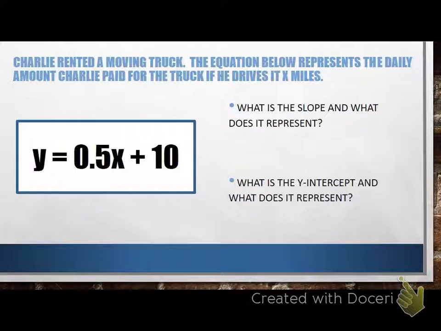All right? One more. Now you don't have a graph. You actually have the function. So go ahead and find the slope, find the y-intercept, try to come up with good words for what they represent. We're talking about Charlie renting a moving truck. And the equation represents the amount Charlie has to pay for the number of miles he drives. And so it's important to understand that x is the miles, y is going to be how much Charlie paid. All right? All right, try it out. Stop the video, give it a shot, and see what you come up with.